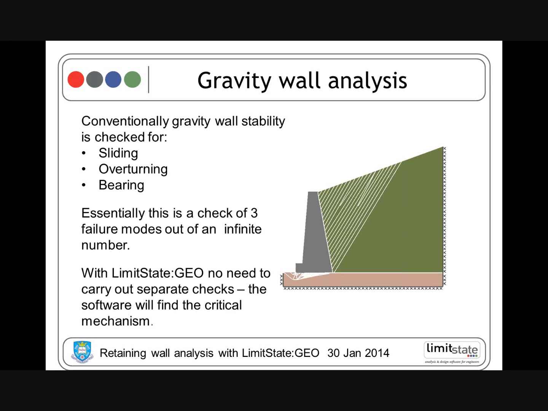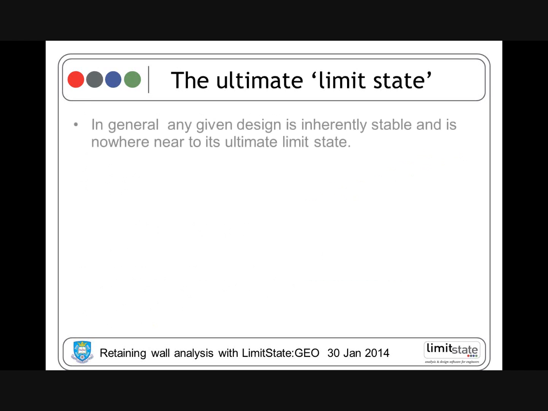So we'll look at the software, how we can use that to model that in a moment, but first I think it's useful to just look at what we mean by an ultimate limit state analysis. So here we're analyzing the wall at a state of collapse. And of course, anything we design, we hope is going to be inherently stable and quite far from its ultimate limit state.